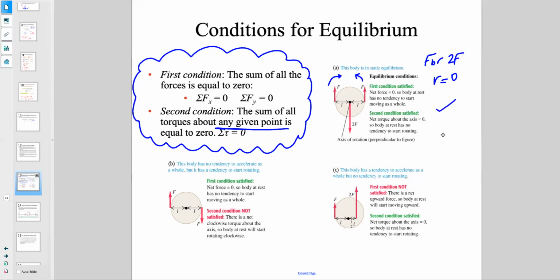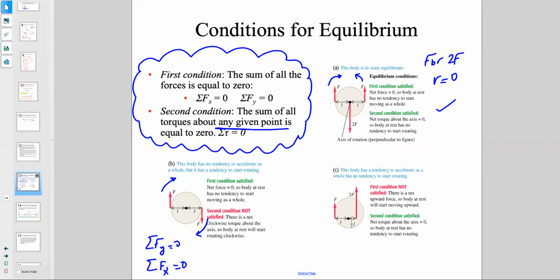Let's take a look at B. This body has no tendency to accelerate as a whole, but it has a tendency to start rotating because you have an F up and you have an F down, okay? So they will cancel out along the y direction. There is no F along y, and there is no F along x. But this F will cause the rotation in a clockwise motion, and this F will do the same. So this object will start rotating, so the second condition is not satisfied. There is a net torque in this object.